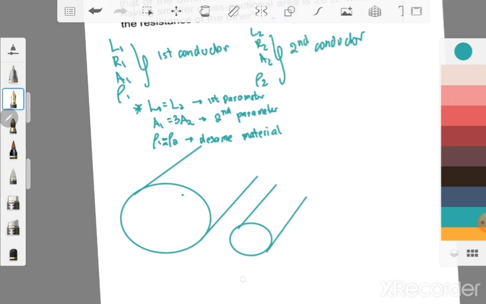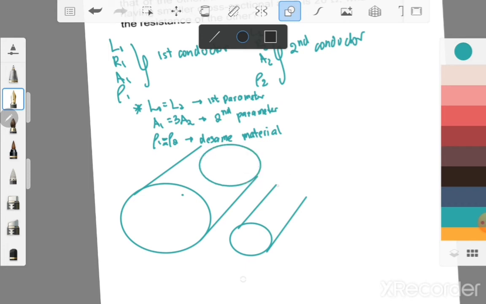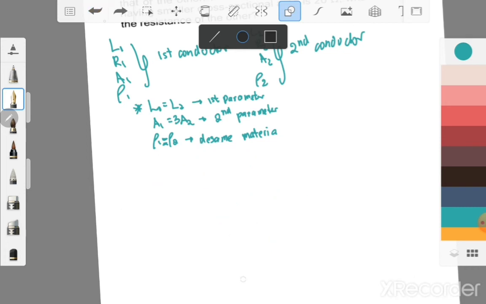Pasensya na kayo sa drawing, ha? Kasi it does not connect properly. Mas nahirapan pa ako sa pag-drawing, guys, kaysa sa pag-solve ng problem.